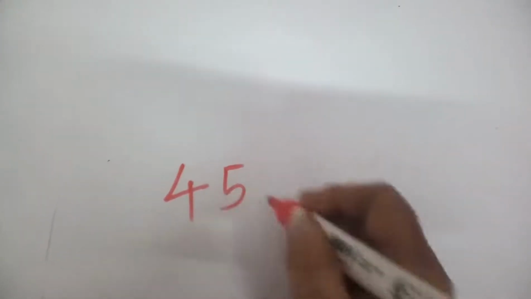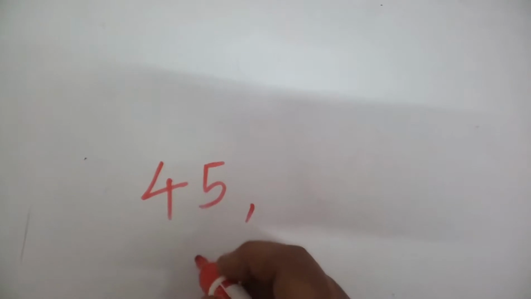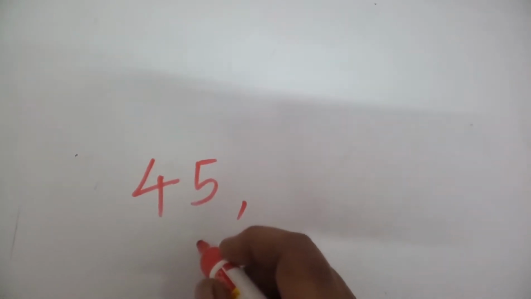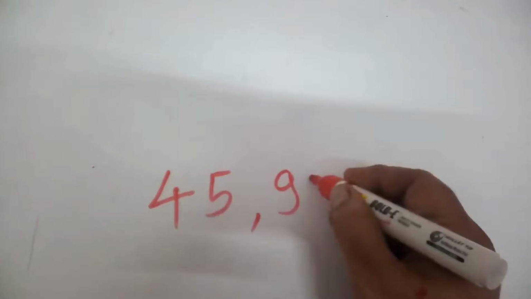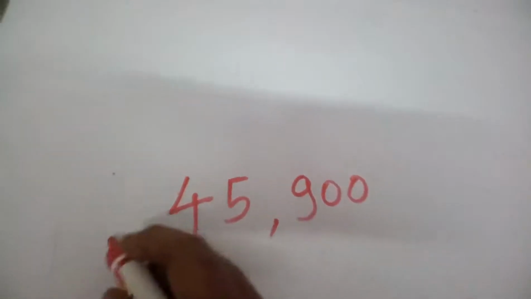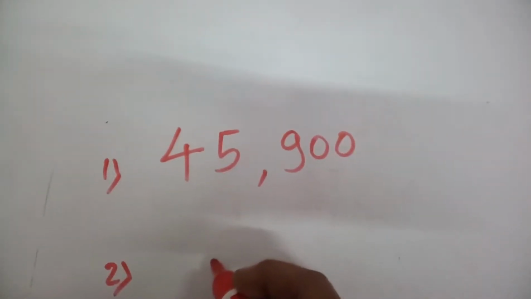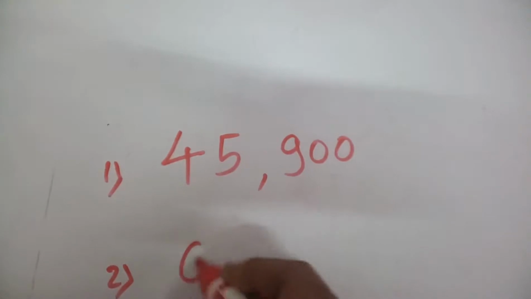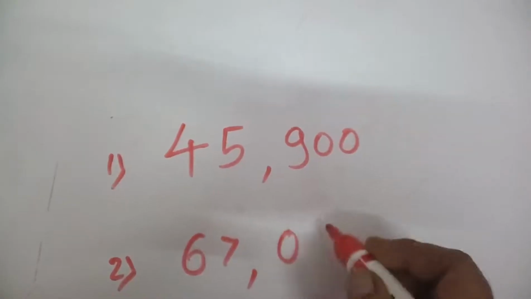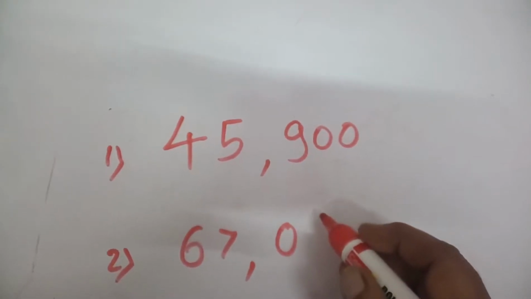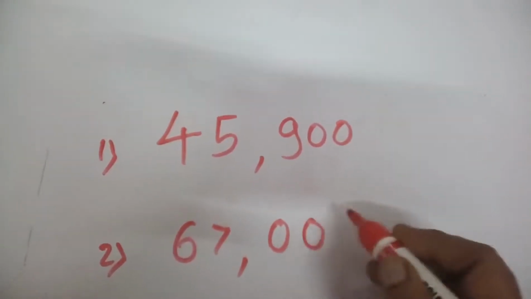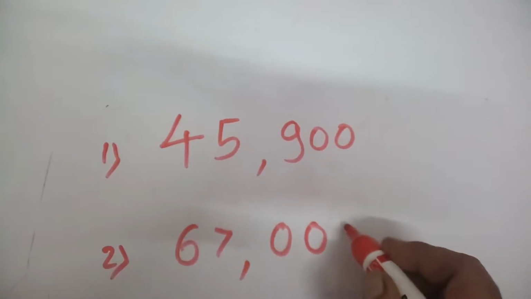45,000. So I have written here 45,000. I will give comma, 900. This is second. 67,002. 67. After 67 I will give comma, 1000, and there is no number at hundreds place and tens place. So I will give 0 and 2.